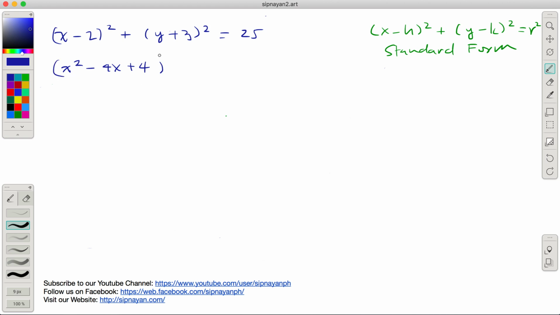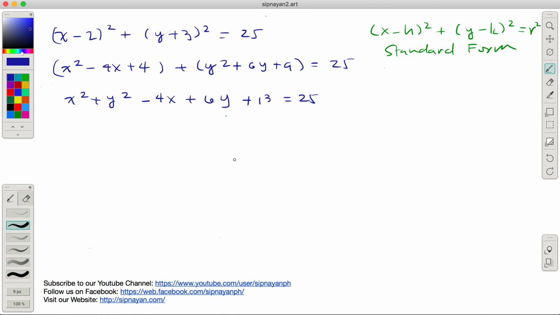This is, and then we have plus y squared plus 6y plus 9 is equal to 25. So, gagawin ko, pagsasamahin ko itong, this is addition, you can rearrange. So, gusto kong pagsamahin itong x squared plus y squared para magkatabi sila. And then, yung minus 4x. And then, yung y na term, plus 6y. And then, plus 13. Yung 4 dito, tsaka 9 dito, plus 13. This is equal to 25.